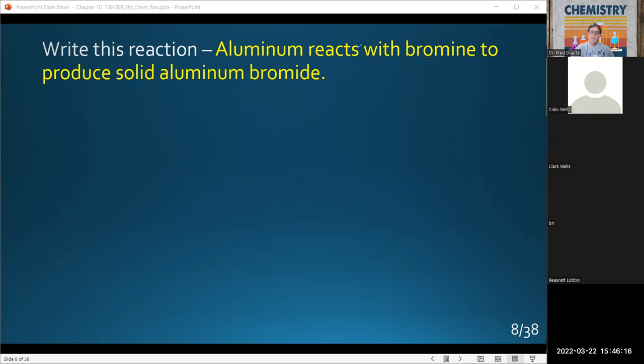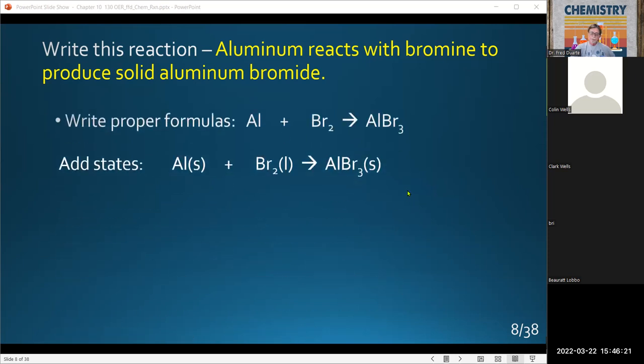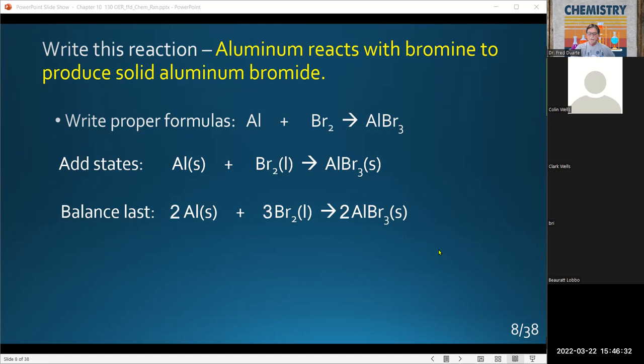Clear it and proceed here. So we have written the formulas, which we did, and then we added the states. Then we start to balance it. We put a 2 in front of aluminum bromide, a 3 in front of the bromine, and then a 2 with aluminum. Okay, and so now we have a balanced chemical equation.